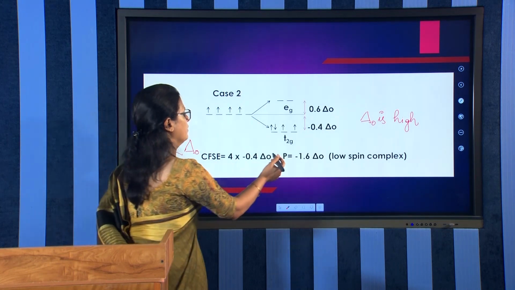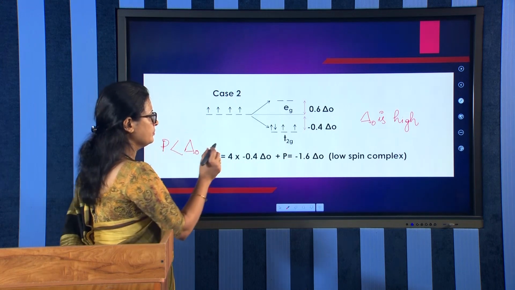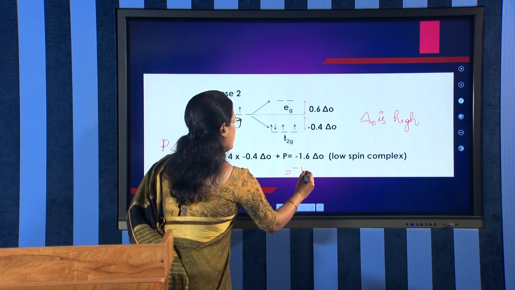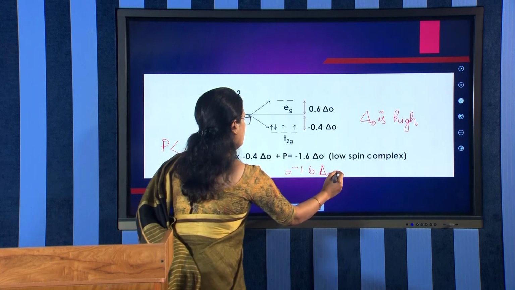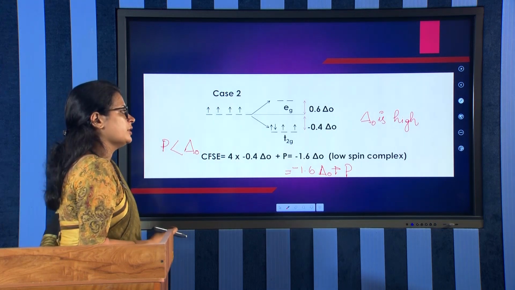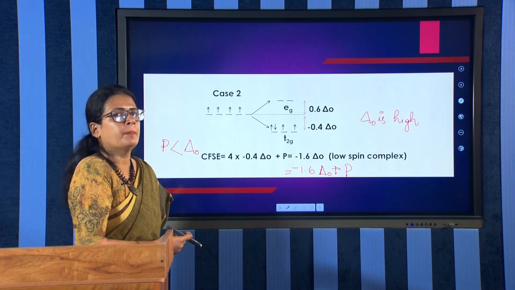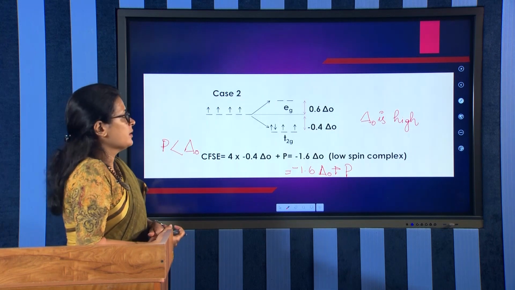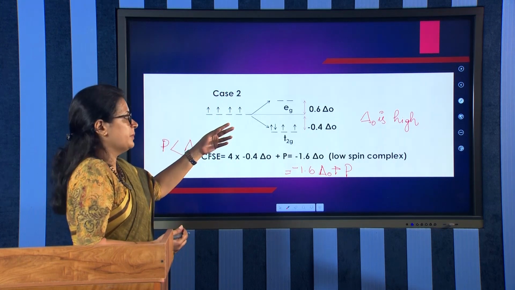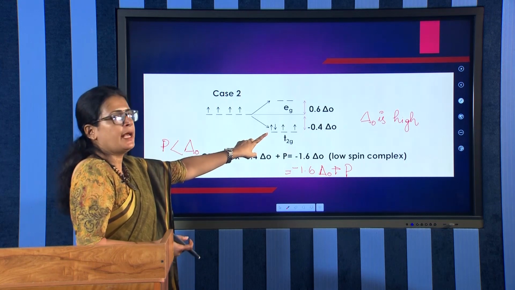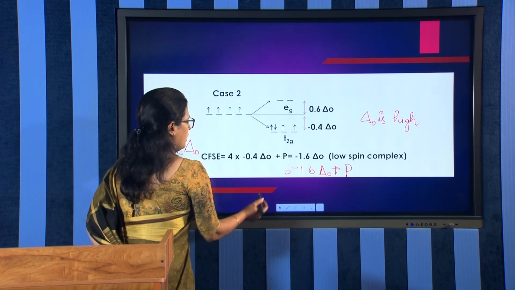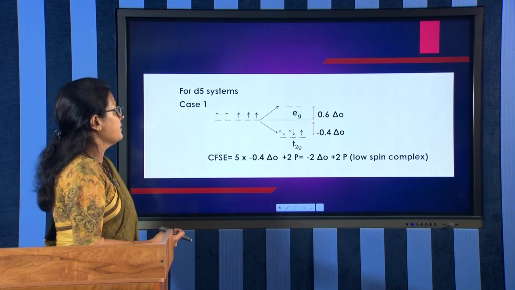And now, what is the final result? It is minus 1.6 delta O plus pairing energy. You have to write that also, minus 1.6 delta O plus pairing energy. This is the crystal field stabilization energy in the case of D4 low spin complex. Why is it called low spin? It has a possibility to go there, that is to get a higher spin, but instead it has been paired and the spin has been reduced, that is why it is called a low spin complex. And now you have to go for another D5 system.